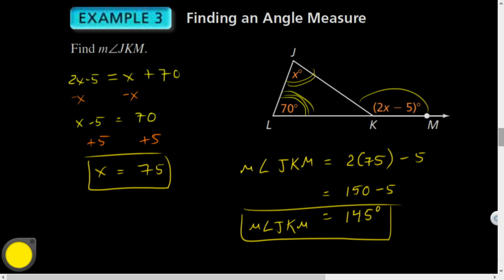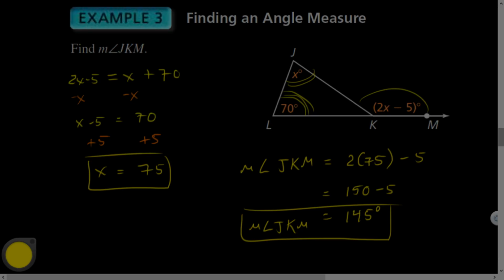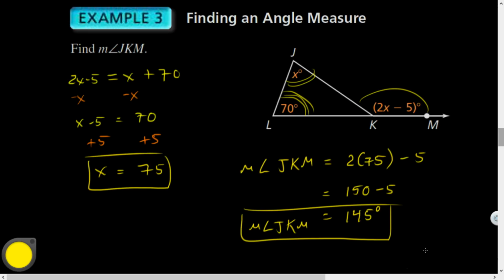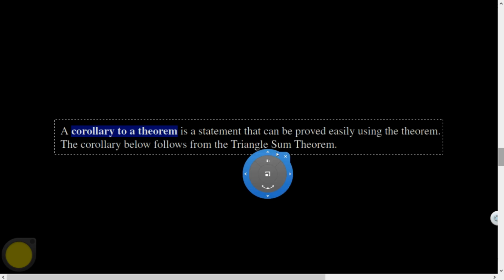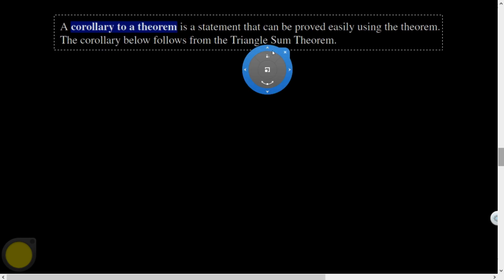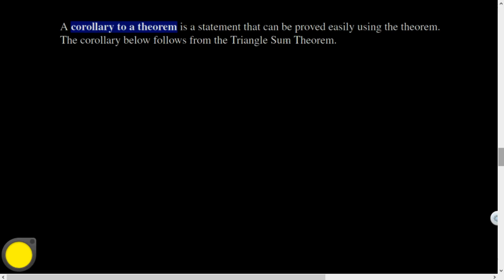All right, let's see. Man, guys, this is awesome. This is a big day. This is a really big day for us. I think I mentioned the word corollary today, but I don't believe I've ever told you what it is. A corollary to a theorem is a statement that can be proved easily using a theorem. Okay? So a corollary is like the classic, right?